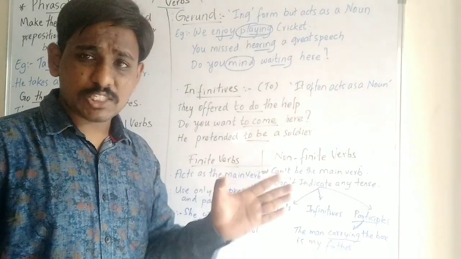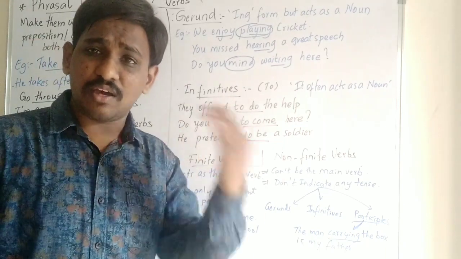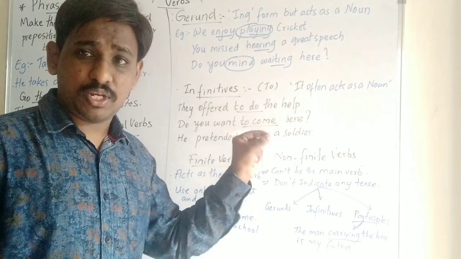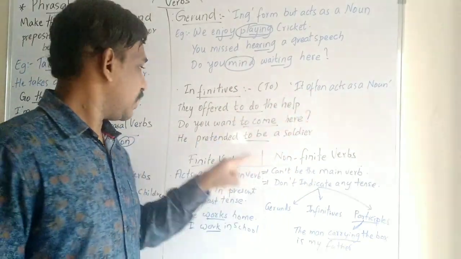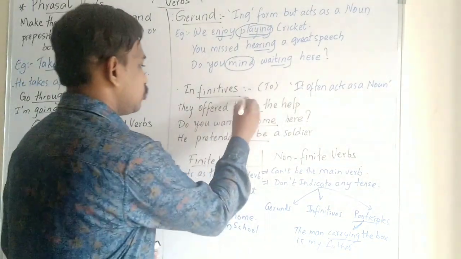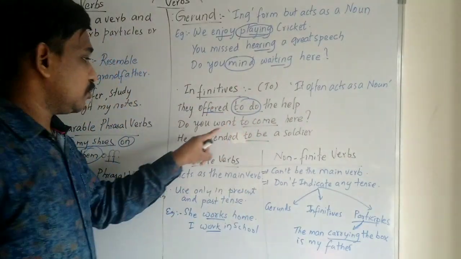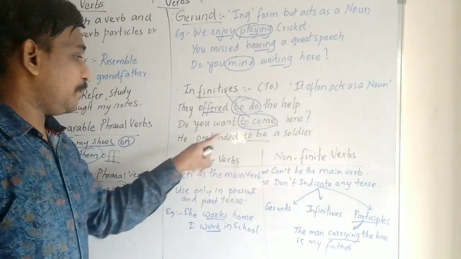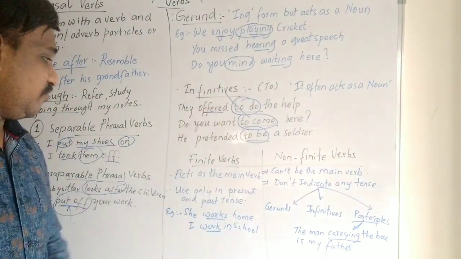Our next part is infinitives. Infinitives again are of two types: bare infinitives, where there will not be a to, and infinitives with to. They often act as a noun. Let us see. They offered to do the help. To do is the infinitive. Offered is the verb. Do you want to come here? To come is the infinitive. He pretended to be a soldier. To be is an infinitive.